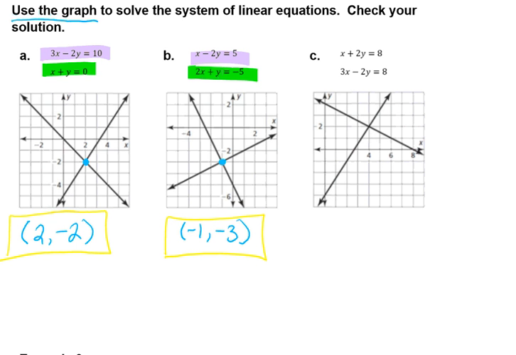I want you to do problem C on your own. So push pause, work out the problem. When you're done, push play, and let's see if you were right.